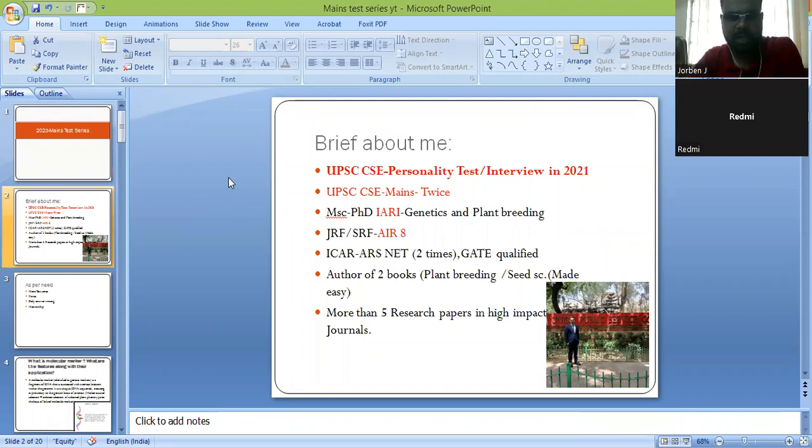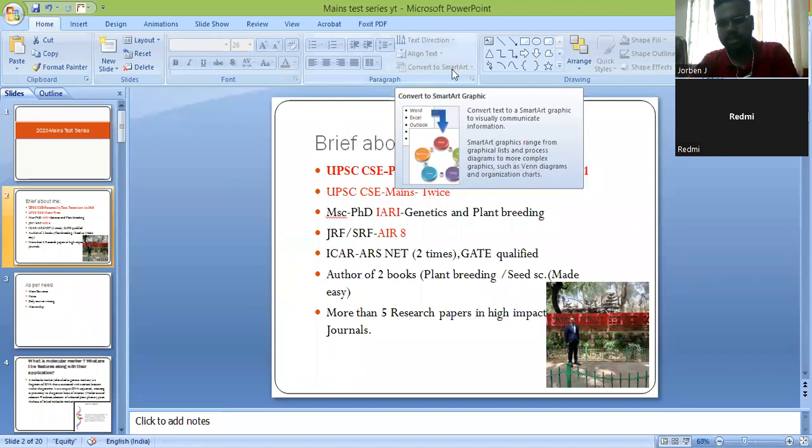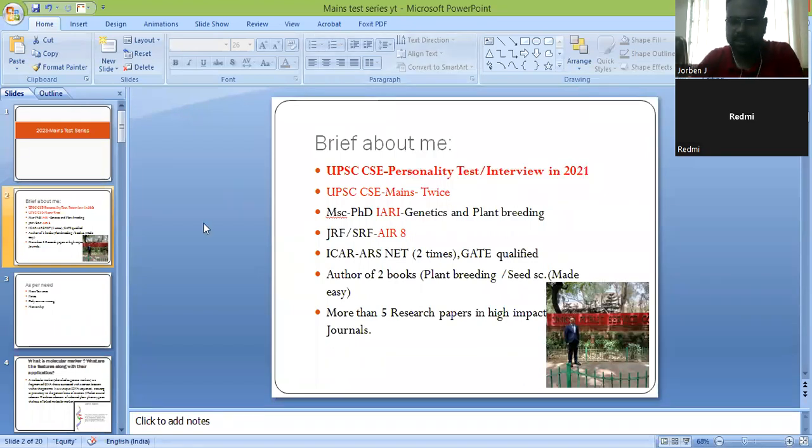I have attended the personality test, and I've also given Mains twice, and I have done my Masters and PhD from IARI, Division of Genetics. I also got rank 8 in the Junior Research Fellowship and Senior Research Fellowship. I have also cleared ASRB NET two times and authored many books on plant breeding and seed science.